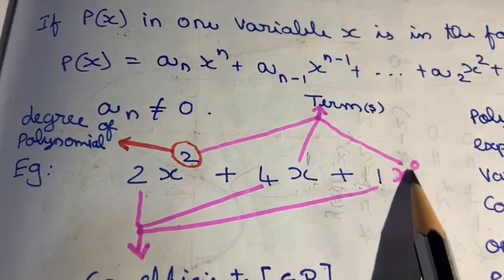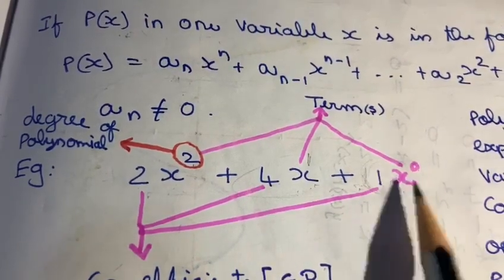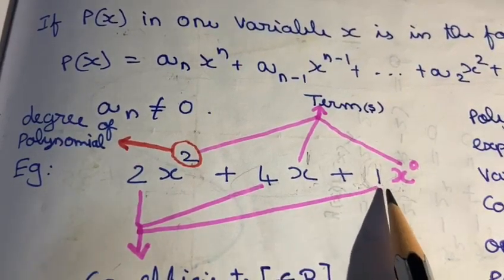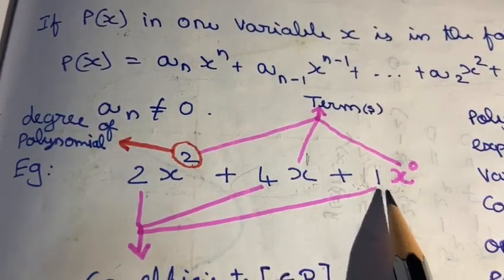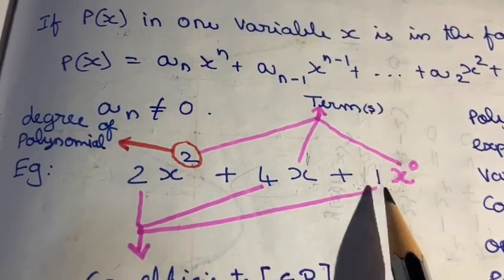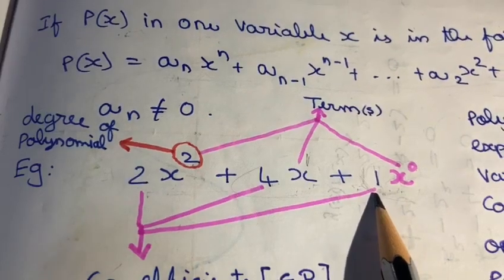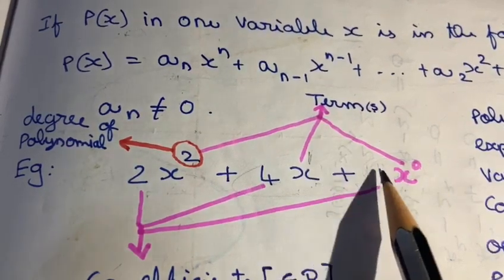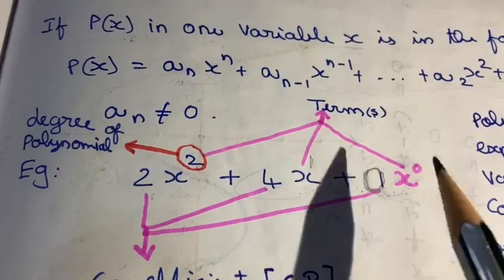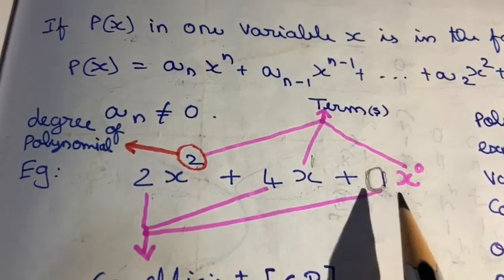This monomial is also called the constant polynomial because only a single value will be here. Hence it is said to be a constant polynomial. It can be either minus root 3 or minus 15, even plus 2, anything will come under constant polynomial. If this particular term is 0, if this 1 becomes 0, then it is called the 0 polynomial.